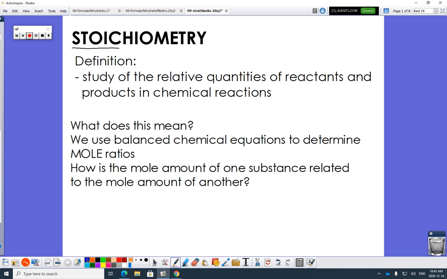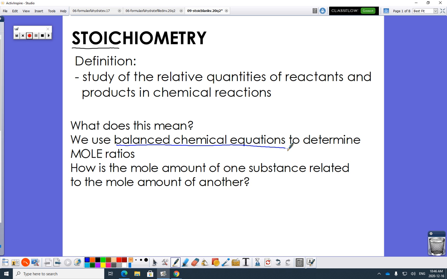So stoichiometry is like the recipe for a chemical reaction. If you use that analogy, let's say you're going to make cookies and you forget the sugar, your cookies are not going to taste the same, right? So when you follow a recipe, or you follow the mole ratio, then the reaction will go as predicted, which is always best. Okay, so we are going to use balanced chemical equations.